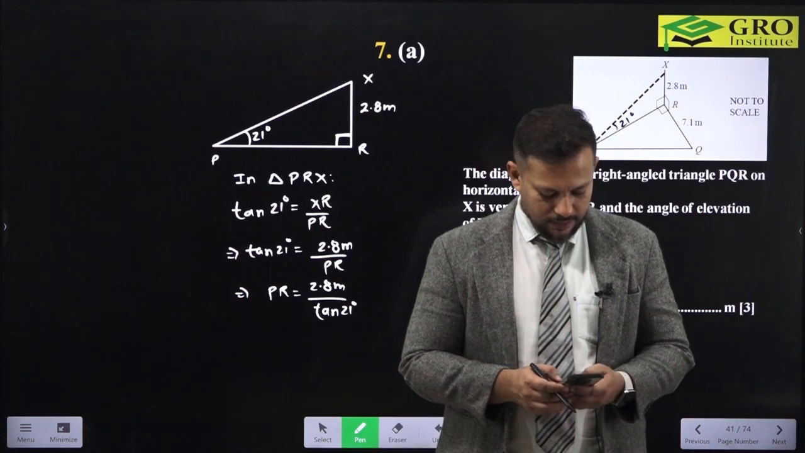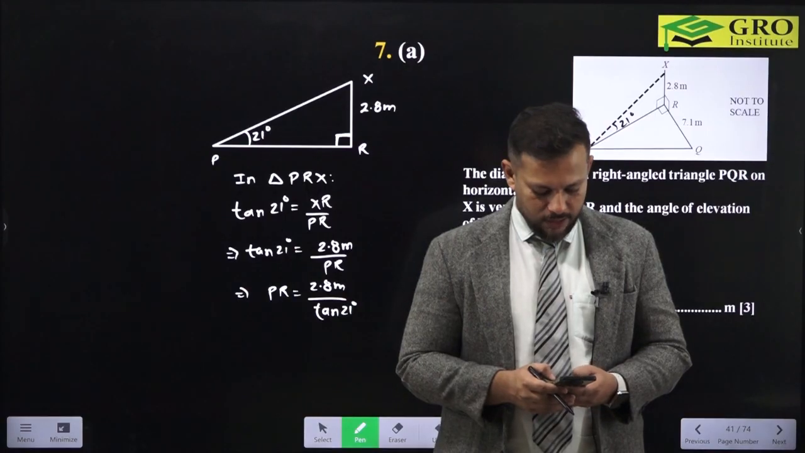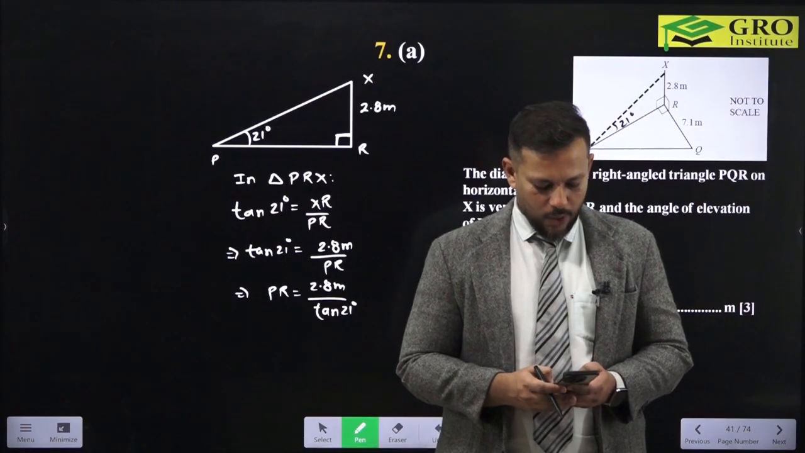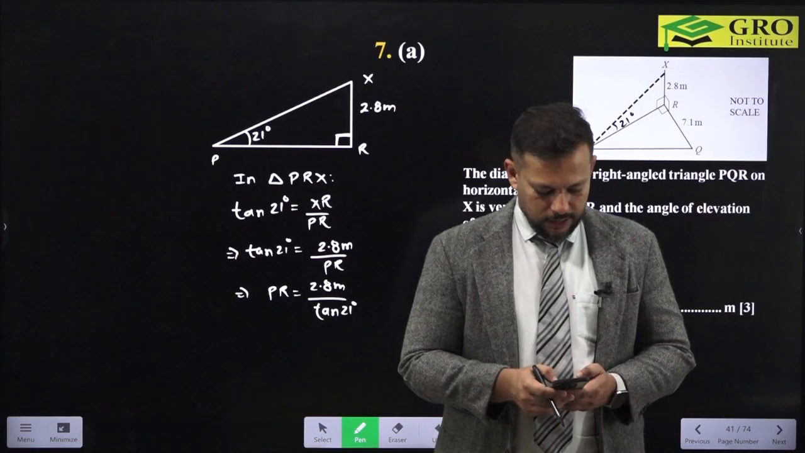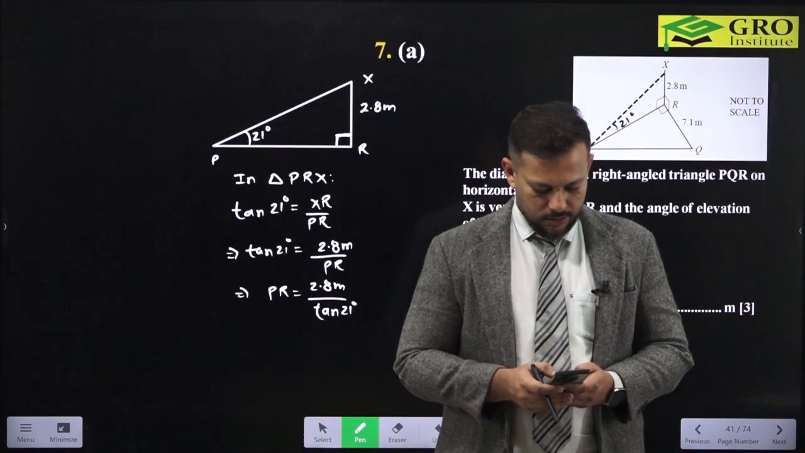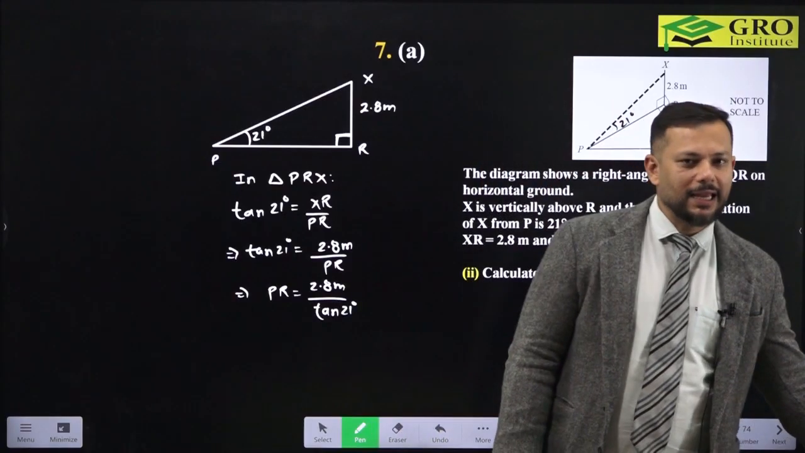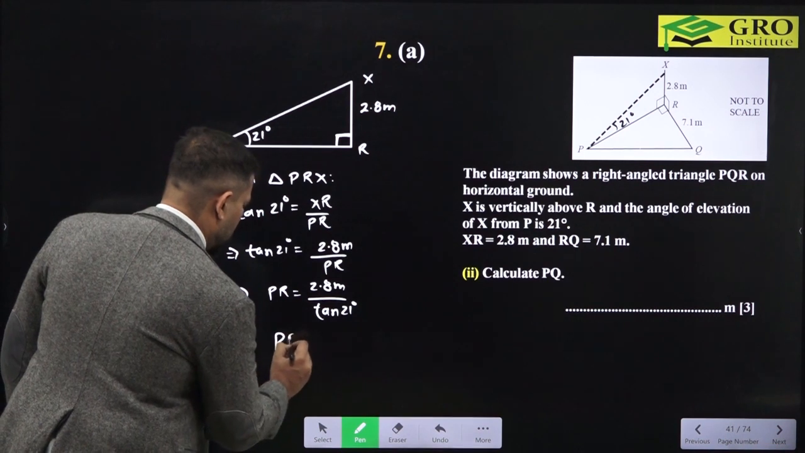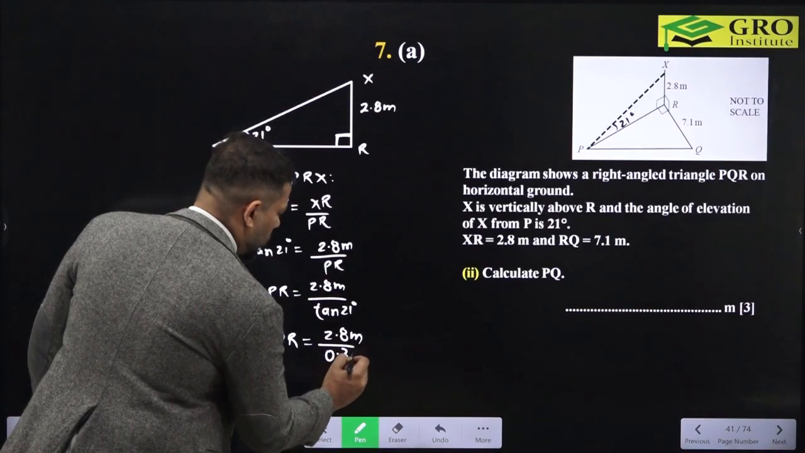Just a second, guys. I'm just finding the tan of 21 for you. It's taking a bit of time. Tan 21 is going to be 0.38. It is giving us 0.38. So 2.8 meters divided by 0.38.